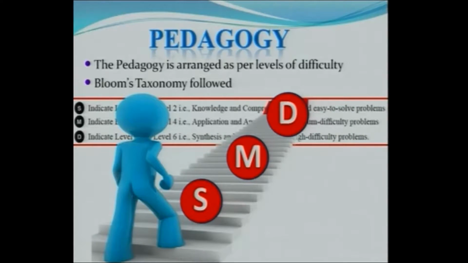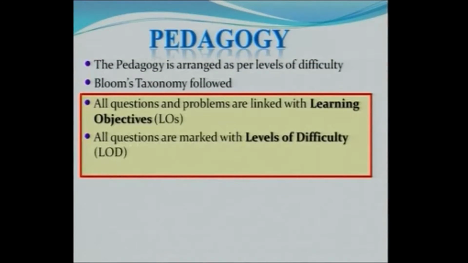So, during the course of every chapter, the student will attempt S, M and D so as to clarify the concepts taught within the chapter. So, it is important to highlight this point. All questions and problems are linked with learning objectives, and all questions are marked with levels of difficulty in the third edition of Information Theory, Coding and Cryptography.